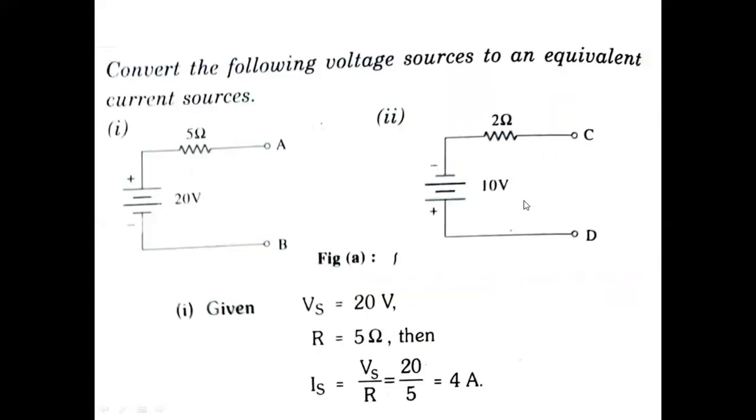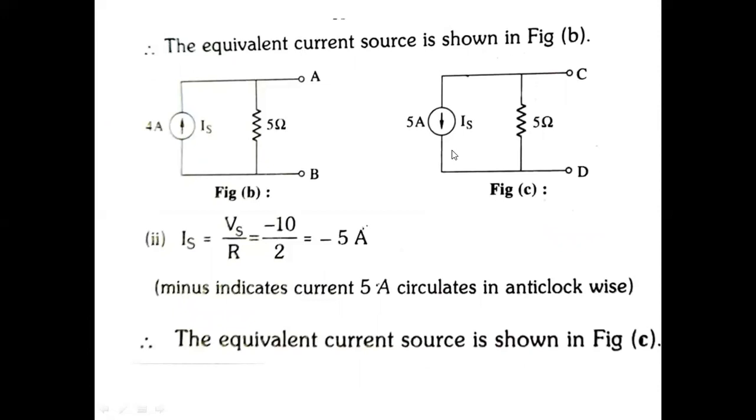Similarly, in the second problem, 10 volts is the voltage source value, that is the Vs value, and R is 2 ohms. Now here you can see the polarity. Here terminal A is positive with respect to B, whereas here C is negative with respect to D. So you have to change the direction of the current. 10 by 2 is the current source value, that is 5 amperes, and in shunt with 2 ohms, no doubt in it. But C is negative, D is positive, so the current flows from C to D, this way.